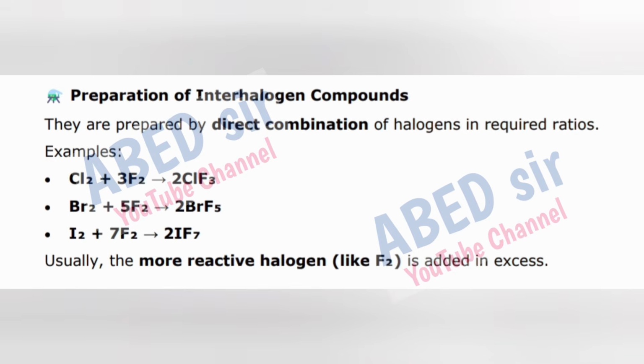Preparation of interhalogen compounds. They are prepared by direct combination of halogens in required ratios. Examples: Cl₂ plus 3F₂ gives 2ClF₃. Br₂ plus 5F₂ gives 2BrF₅. I₂ plus 7F₂ gives 2IF₇. Usually, the more reactive halogen, like F, is added in excess.